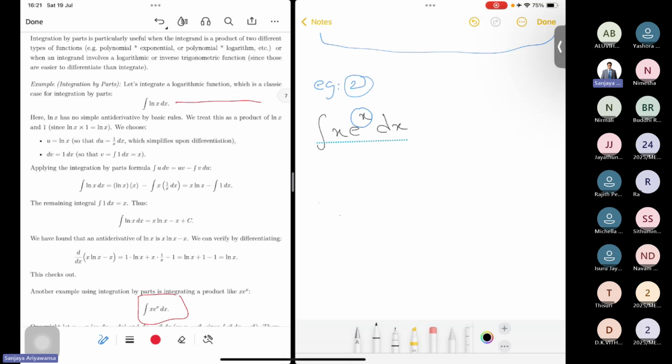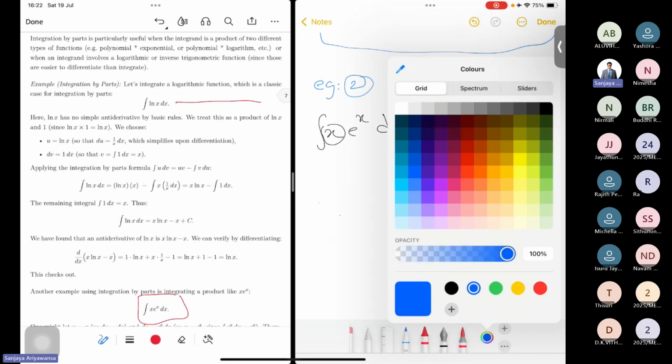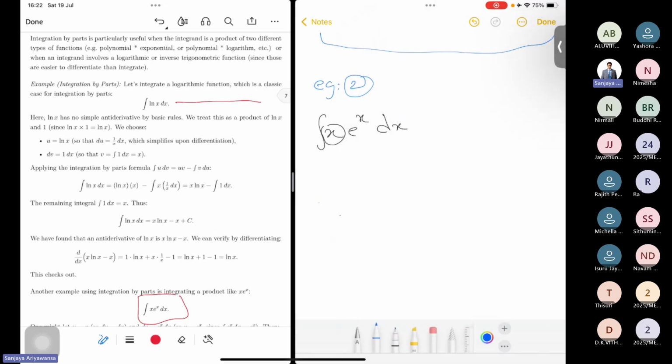Okay, so I have two functions here, right? What were they? x times e to the power x. Now I want to simplify this. Now e to the power x, if I differentiate or integrate, I get e to the power x. There's no point of that, right? But if I take the function x and if I differentiate it, that makes life easier for me, doesn't it? So let's try that out.